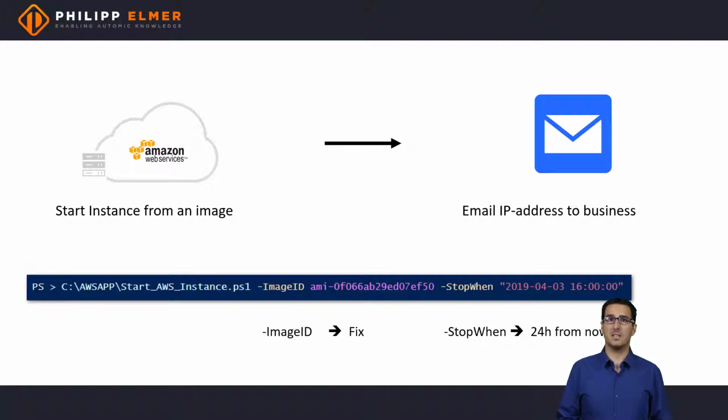The first parameter is the name of the image, which is a fixed value. The second parameter is when the instance should be automatically stopped again. According to the requester, the time should always be 24 hours after the activation, so the VM should run for 24 hours. I have implemented this request quite simply.